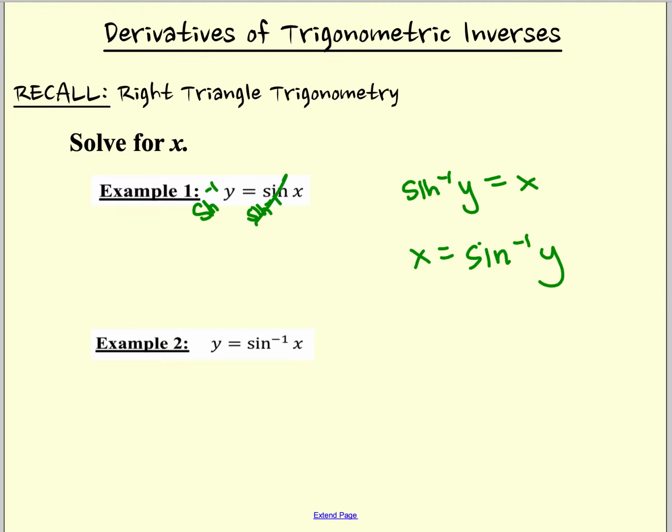In example 2, same thing, I'm solving for x. So now I need to get rid of sine inverse. Well, who undoes sine inverse? Sine. So I would take sine on both sides. So x in this case is equal to, those two cancel, sine of y. Okay. So we're going to use this fact as we move through to kind of help us out.